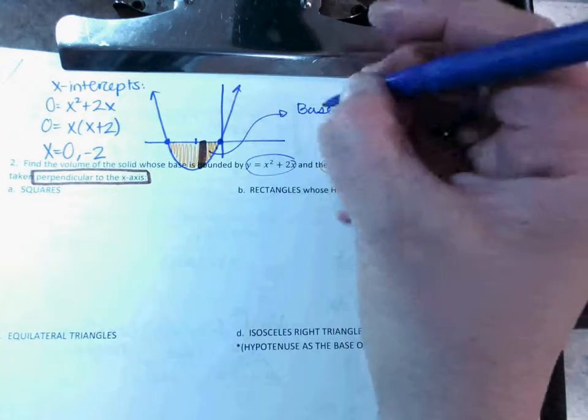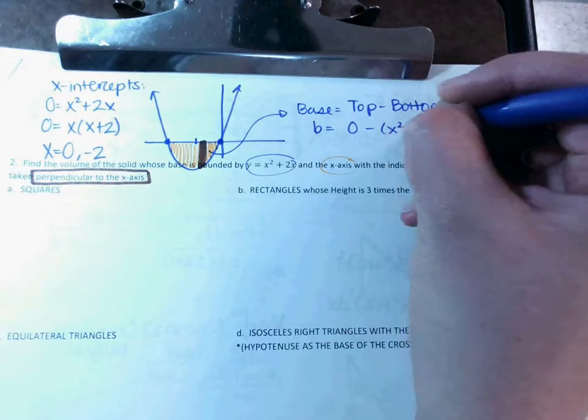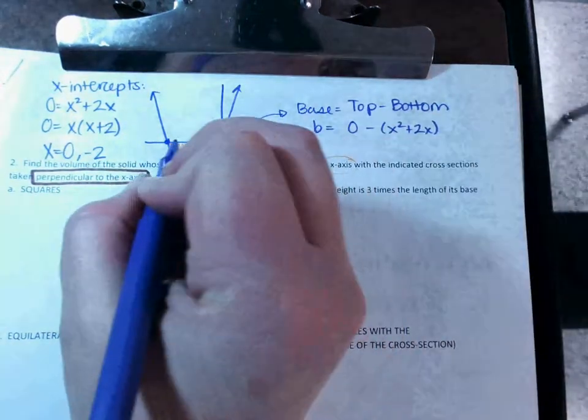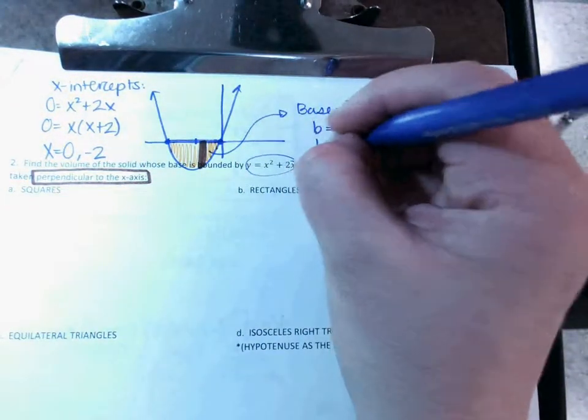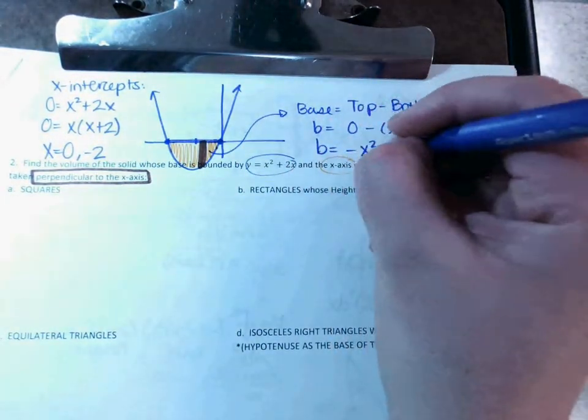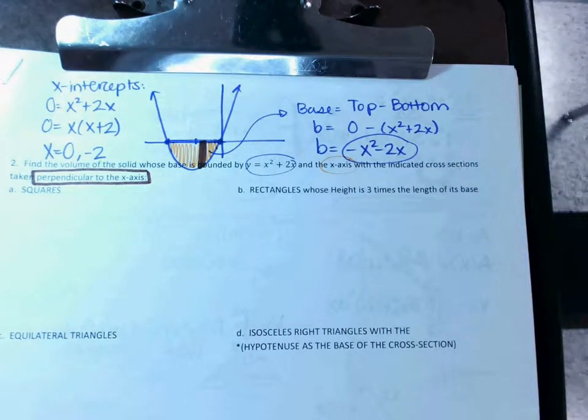So then my base is going to be, the top is 0 minus the bottom. Now remember, why is it 0? Well, because the top is the x-axis. So then really my base is just going to be negative x squared minus 2x. That's my base substitute.